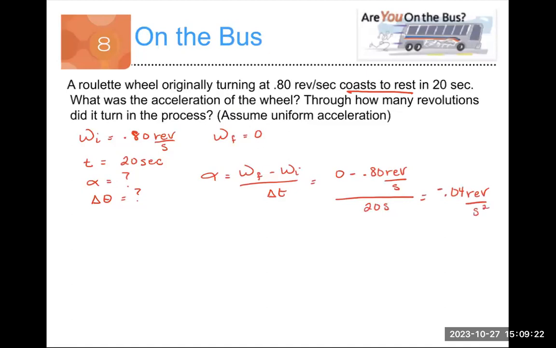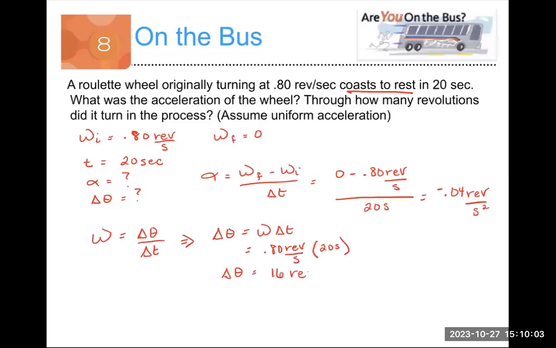And now we want to find delta theta. So we have omega equals delta theta over delta t. And we can rearrange that to be delta theta equals omega times delta t. Well, we have our omega as 0.80 revolutions per second, and we're multiplying that times 20 seconds. So our delta theta is going to be 16 revolutions.